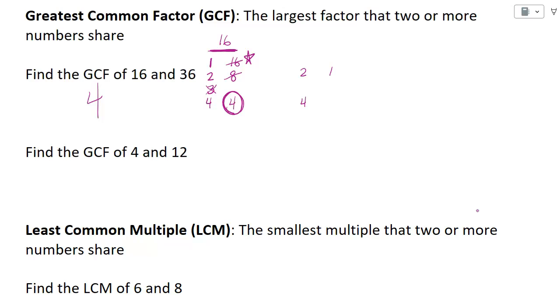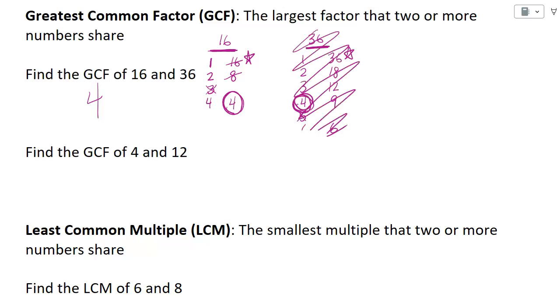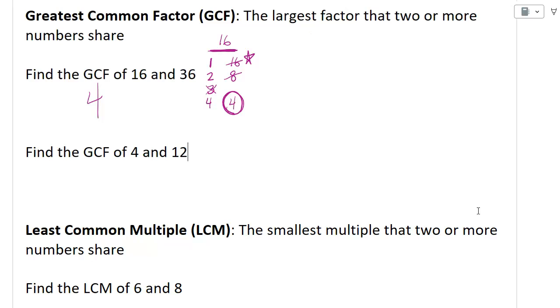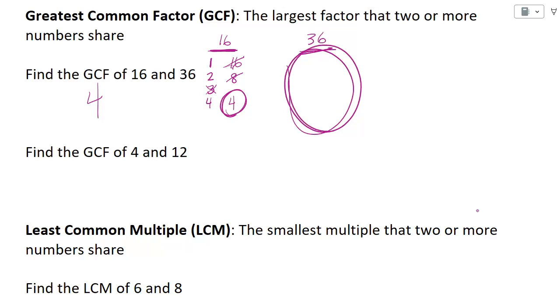You can actually just pick the smaller of the 2 numbers and just ask yourself, will 16 divide evenly into 36? And that's all you got to do. And the answer is no, so move on. How about 8? Nope. How about 4? Yes. Okay, so you don't need to list out all of the factors of both numbers, just the smallest one.